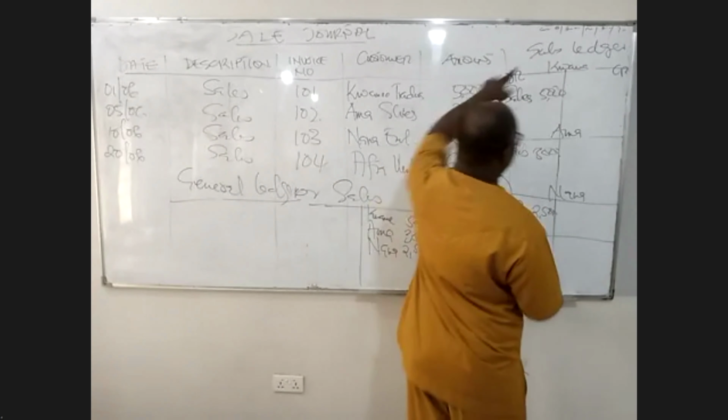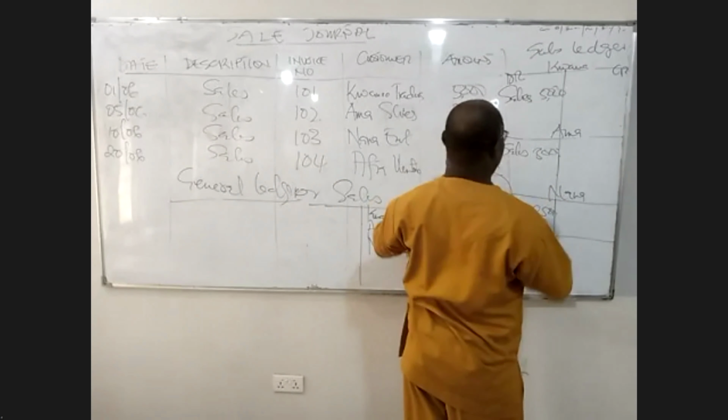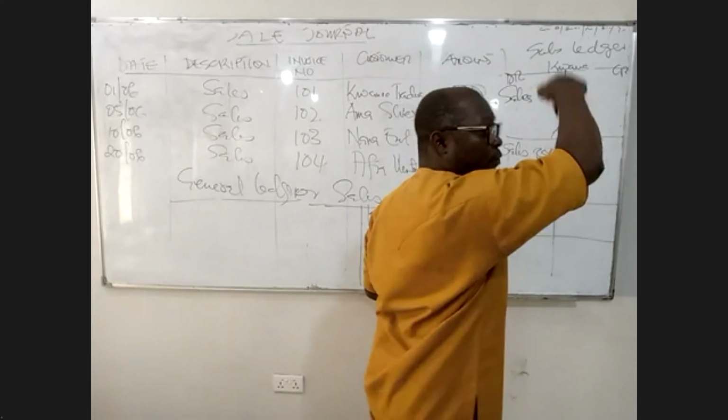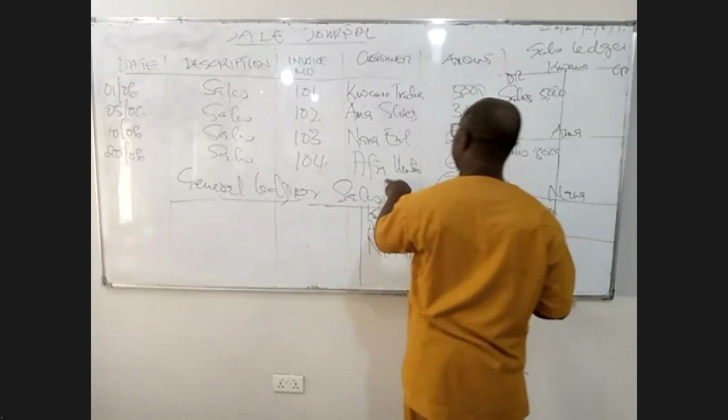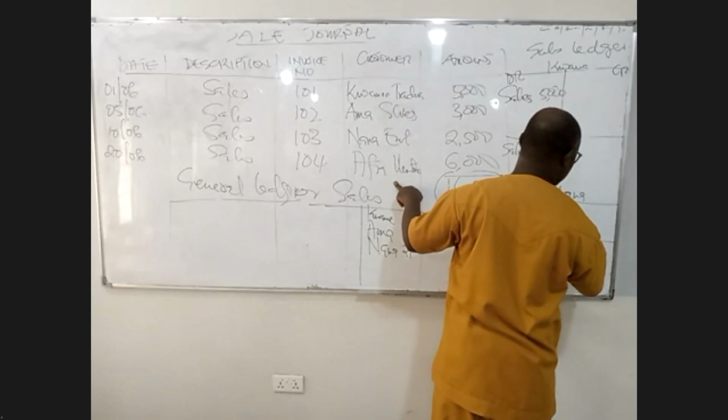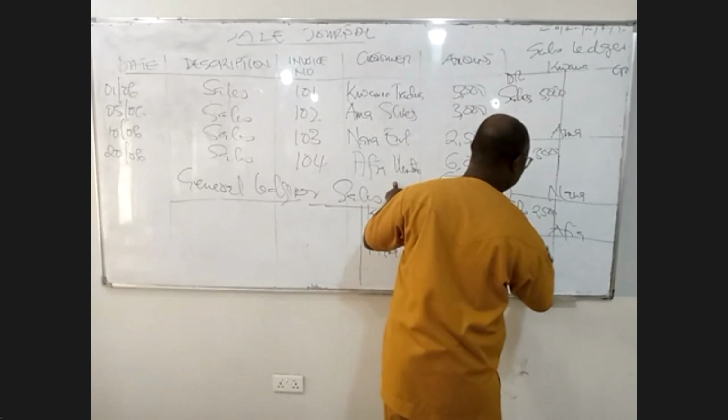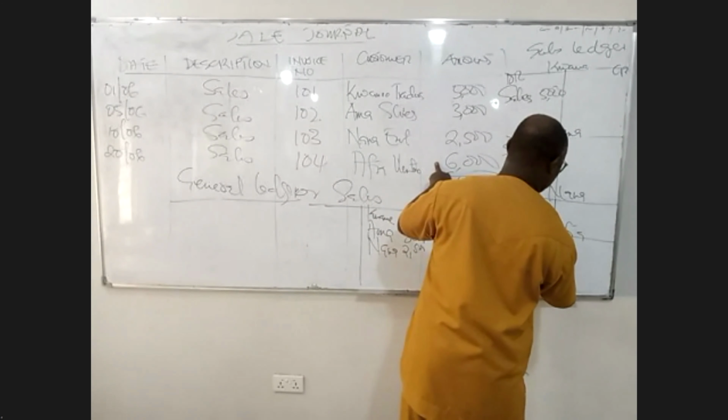This is the general ledger, sales ledger. The book that contains the account of all our credit what? Customers. So we open another account for Efia, sales of how much? 6,000.